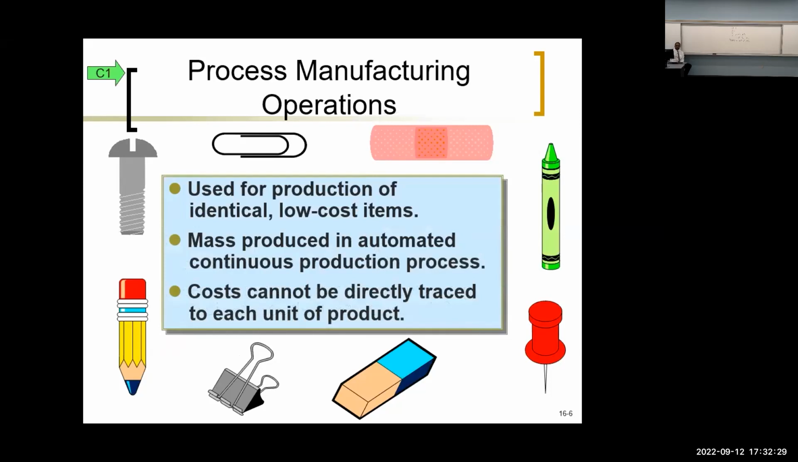For example, nails, thumbtacks, staples, Band-Aids, crayons, everything you see up here. These are things that are very identical, low cost, mass produced all at once, and cost really can't be traced to one item at a time. Because normally you're making probably 1,000 a minute, a massive amount a minute. And so in accounting, we have a system to estimate the cost of each of these.